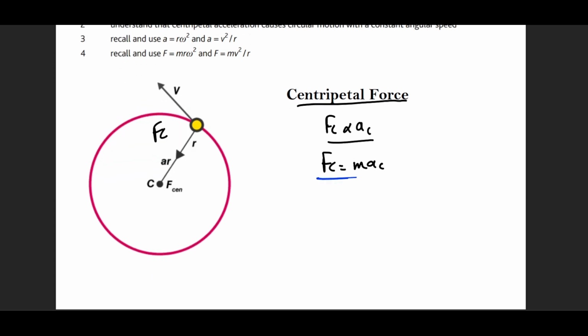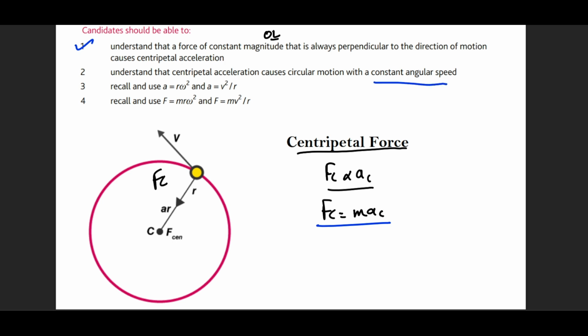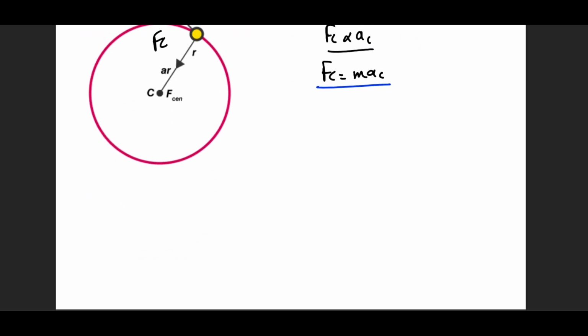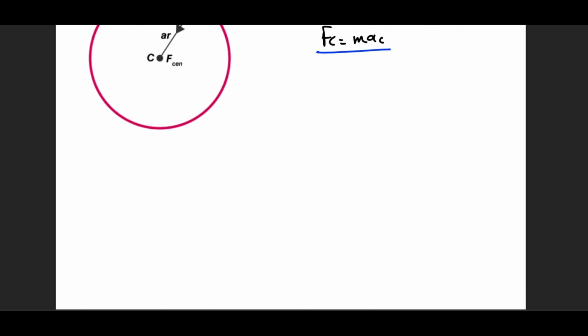So we realize that this is the centripetal force from Newton's second law. We understand point number one, we have constant angular speed, and that acceleration causes the circular motion, and this acceleration comes from the centripetal force acting towards the center. Then we go towards the formulas, or there are 2 to 3 formulas mentioned over here. Let's see how they are formulated.